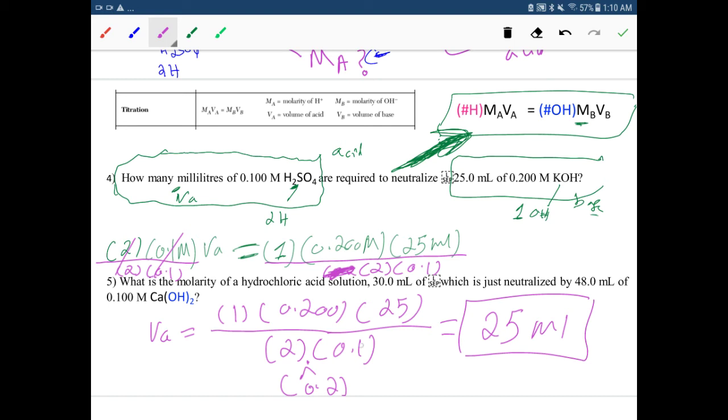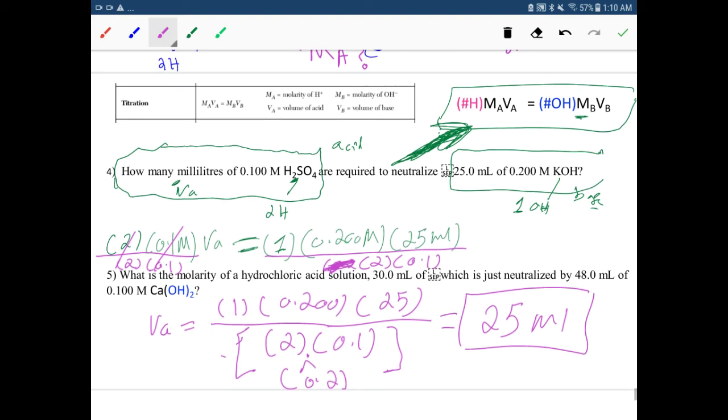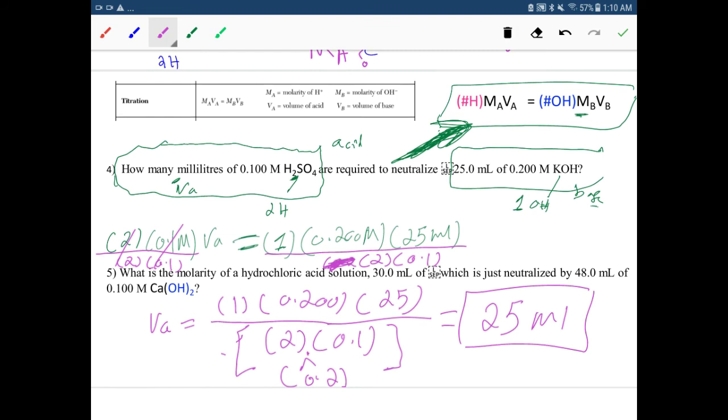So you must do the denominator calculation first, then multiply the top and divide by your result from the multiplication at the bottom, which is 0.2 in our case. That will give you the correct number. Alright, so this was for question 4. Okay, let's do question 5 now.